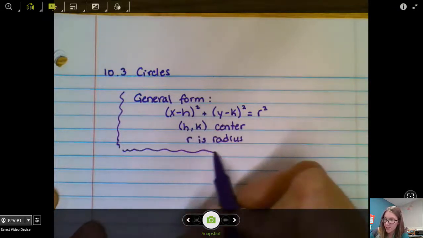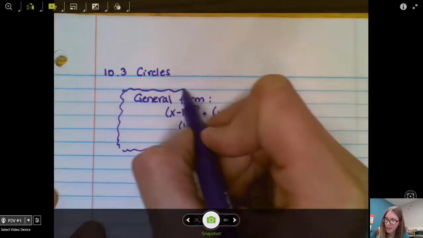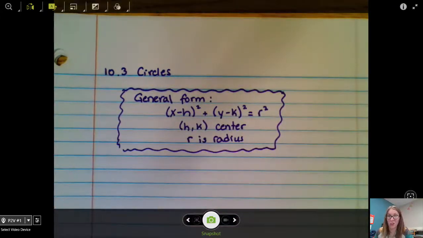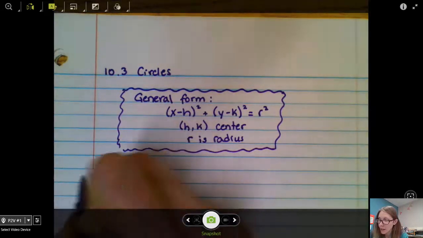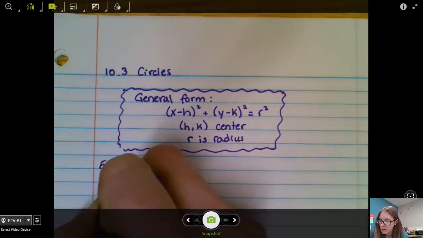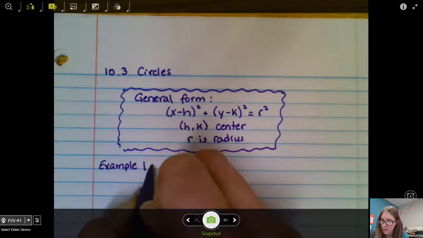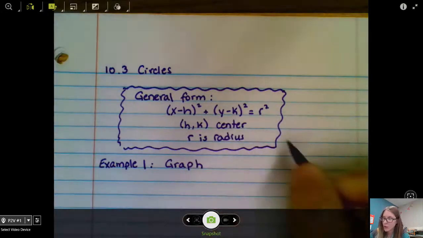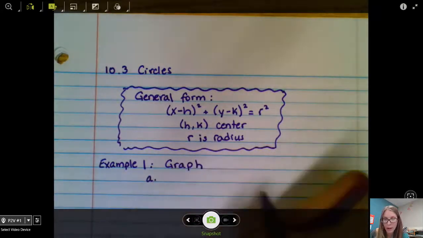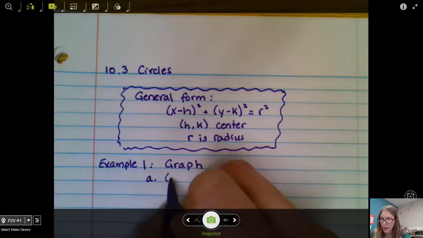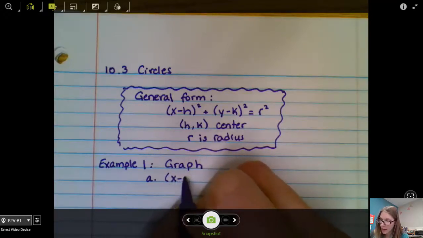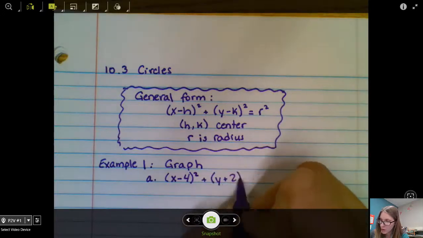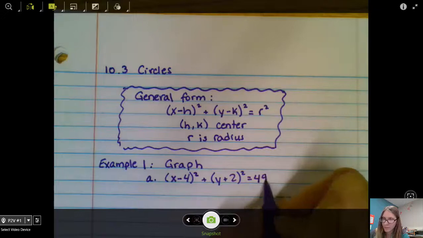From there, like I said, they're probably the easiest conic section to deal with and to graph and to do everything else with. So example 1, we'll dive right in here. Let's graph, for example 1a, the equation (x minus 4) squared plus (y plus 2) squared equals 49.